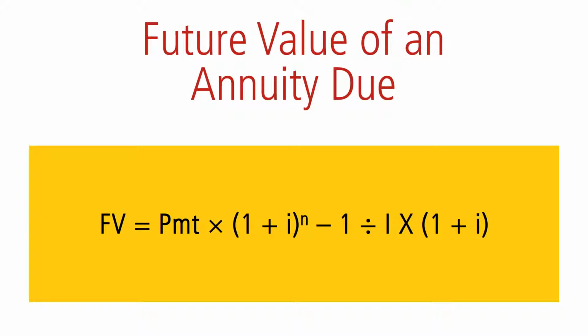Students with financial, business, or scientific calculators may use the following formulas to solve for future value of an ordinary annuity and the future value of an annuity due. The future value of an ordinary annuity equals payment times, in parentheses, 1 plus I to the nth power minus 1, divided by I, where FV equals future value, PMT equals the annuity payment, I equals the interest rate per period, which is the nominal rate divided by periods per year, and N equals the number of periods, that's years times periods per year.